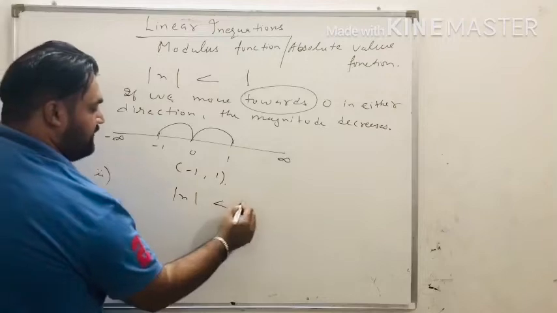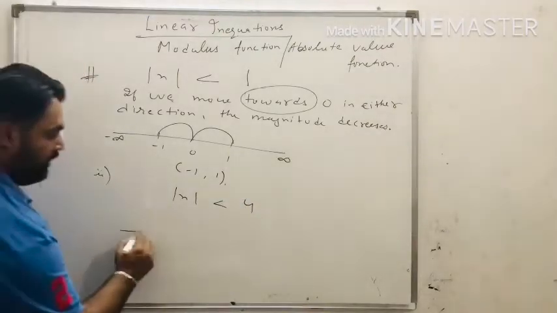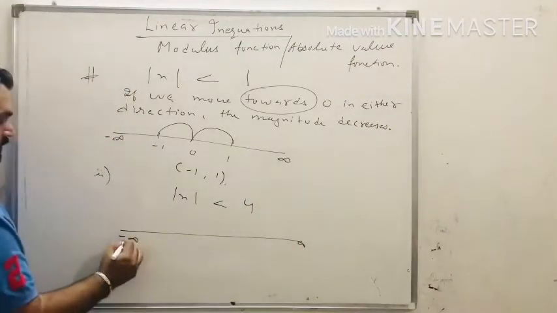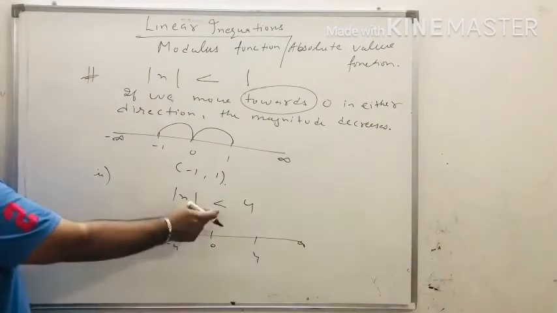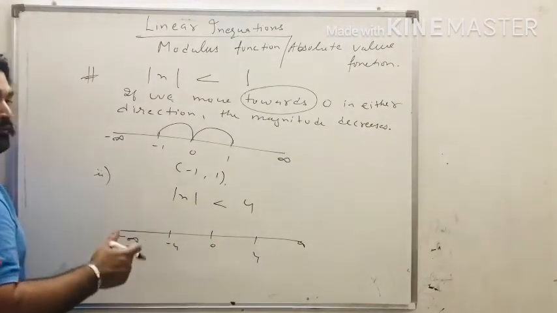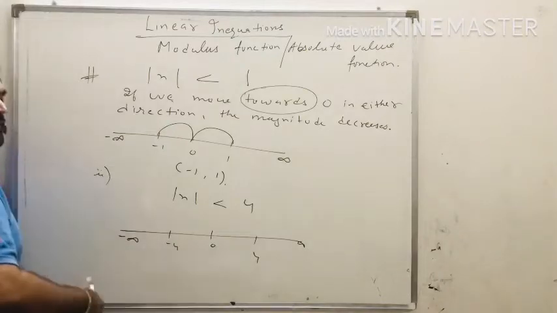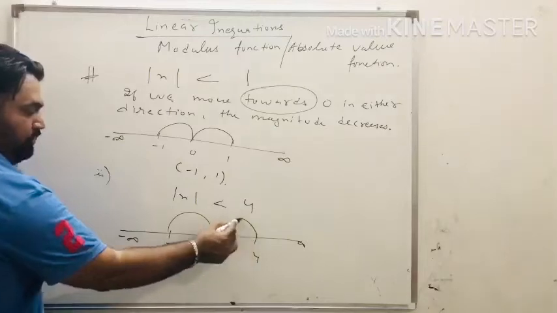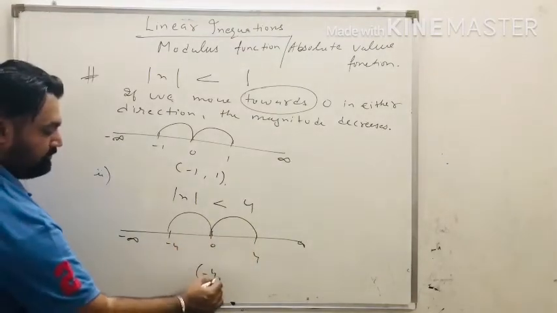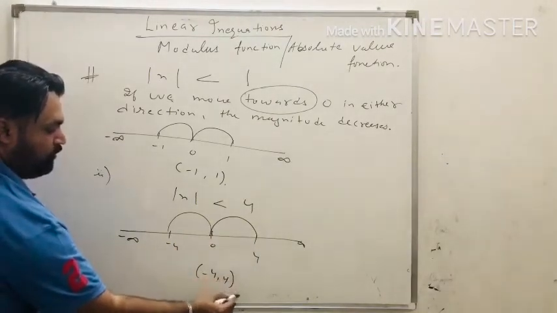If modulus x is less than 4, now center 0, critical points minus 4, 4. Again the sign is less than. So we move towards 0 in both directions. So minus 4 to 0, 4 to 0. So the interval becomes minus 4 to 4.